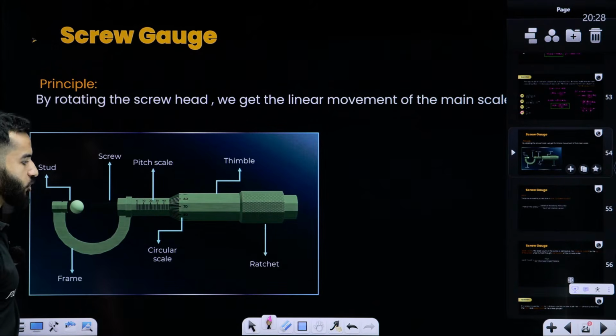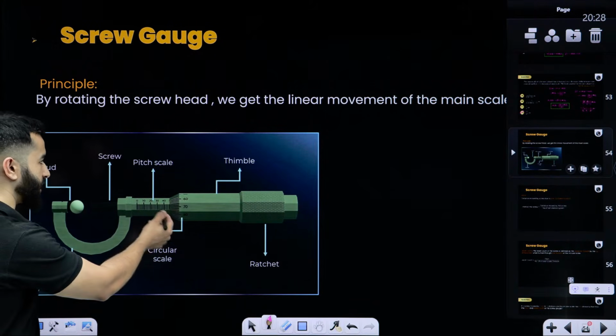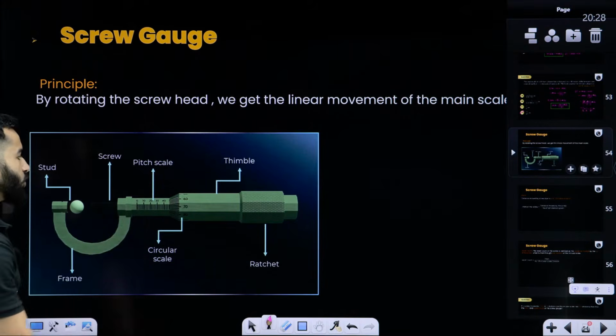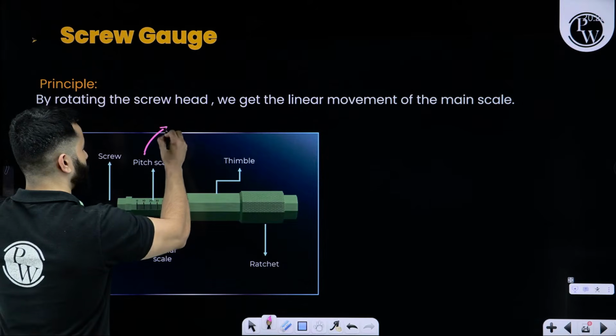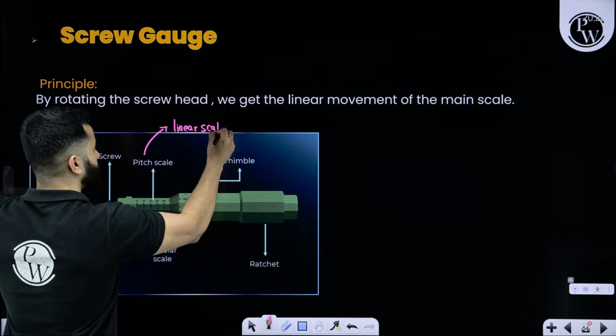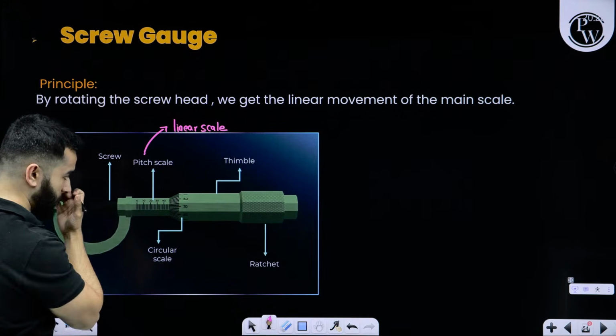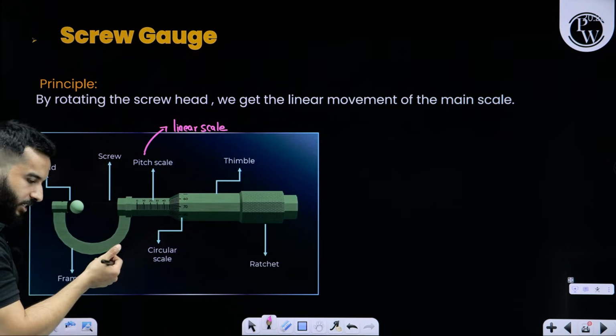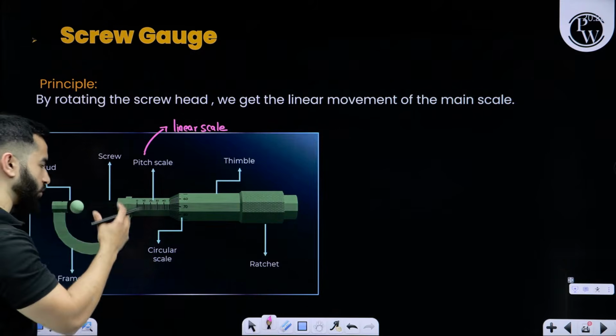We have got two scales over here. One is your circular scale and one is your pitch scale, right? Or again, we can call it a linear scale. This thing can also be called a linear scale, and this is your circular scale. It works like a screw, that's why we call it a screw gauge.